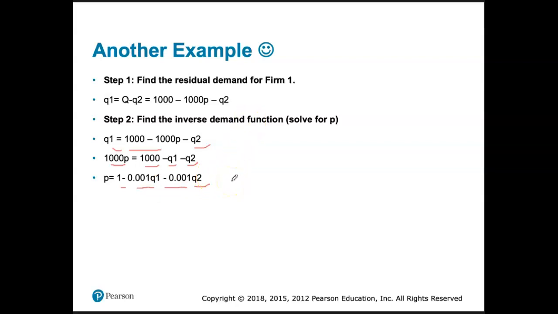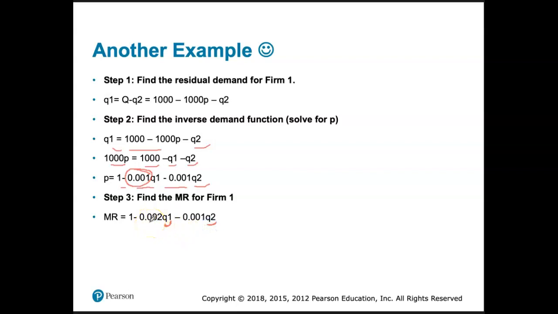Once you've been able to find your inverse demand function, you should be able to find your marginal revenue for Firm 1. So remember, we're looking at things in relation to Firm 1. The marginal revenue for Firm 1 is going to be twice the slope for Firm 1. So that is going to be 0.001 times 2 for Q1, because remember, Firm 1 has only influence over Q1, but has no influence over Q2. So we just have to be concerned about Q1.